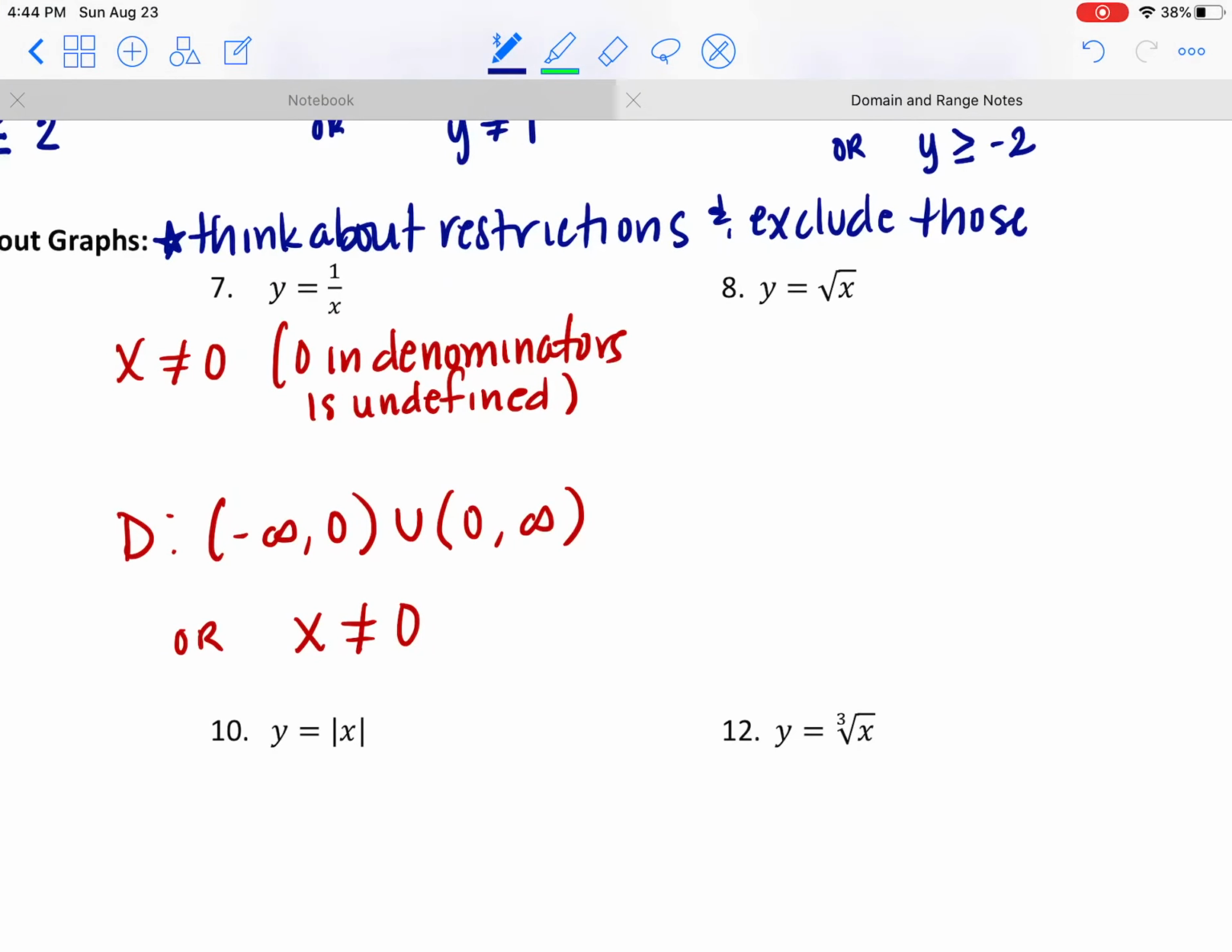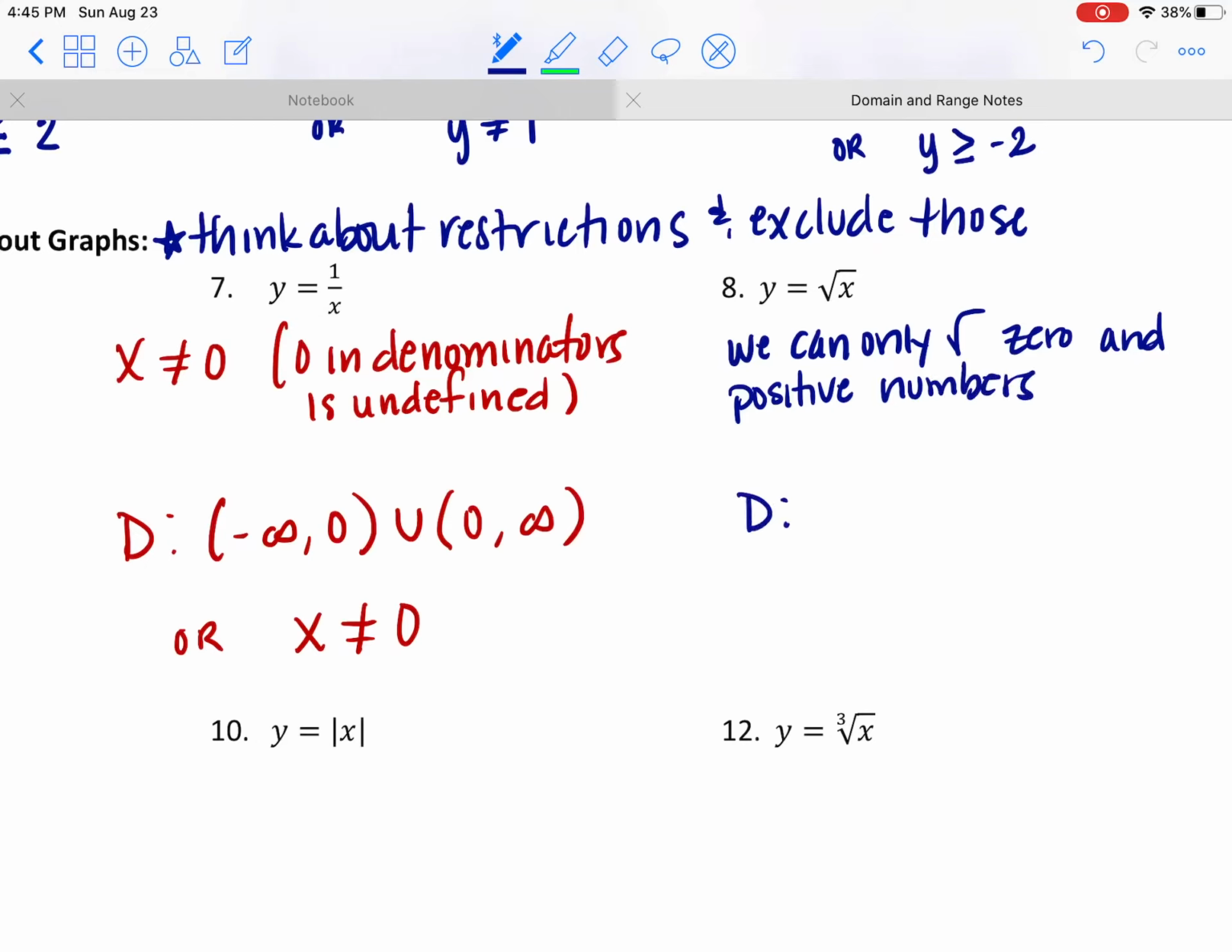So we can only square root 0 and positive numbers. And that's why this domain has to be from 0 and then everything else to positive infinity. And we could square root 0, so we can include the 0, and anything else that's bigger is fine.